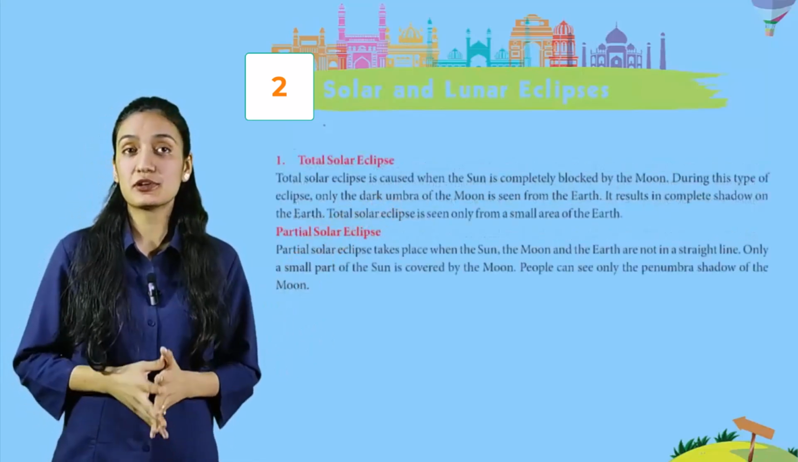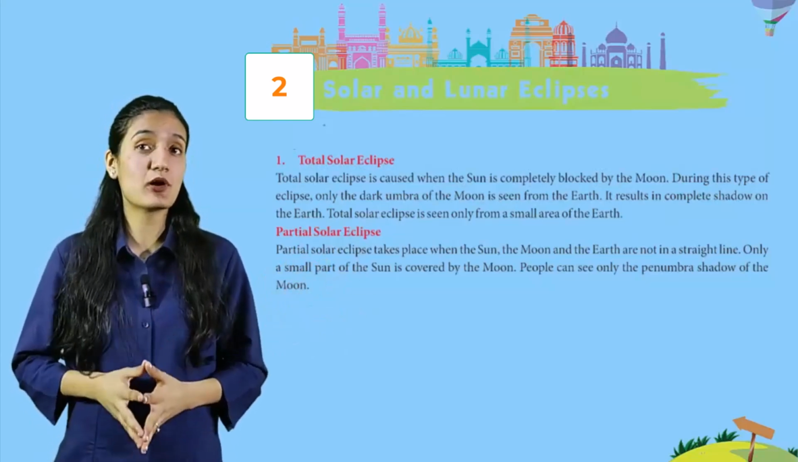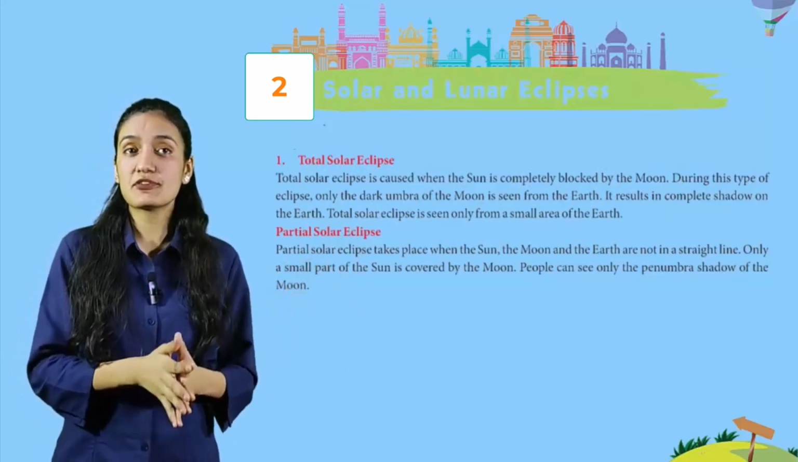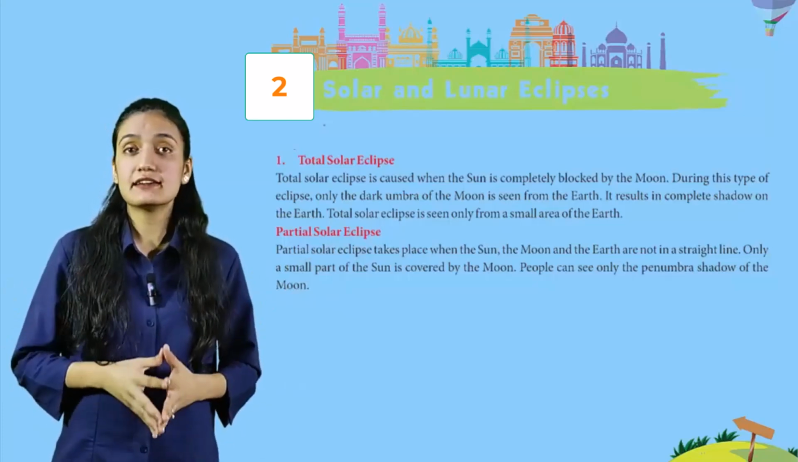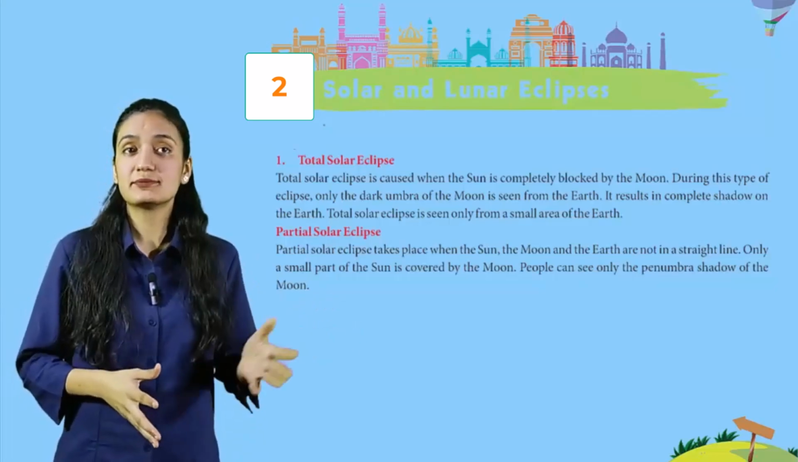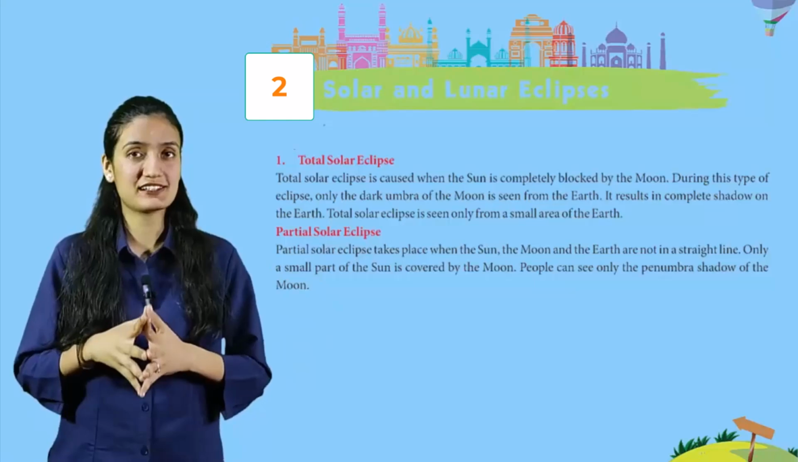First, total solar eclipse. Total solar eclipse is caused when the sun is completely blocked by the moon. During this type of eclipse, only the dark umbra of the moon is seen from the Earth. It results in a complete shadow on the Earth. Total solar eclipse is seen only from a small area of the Earth.